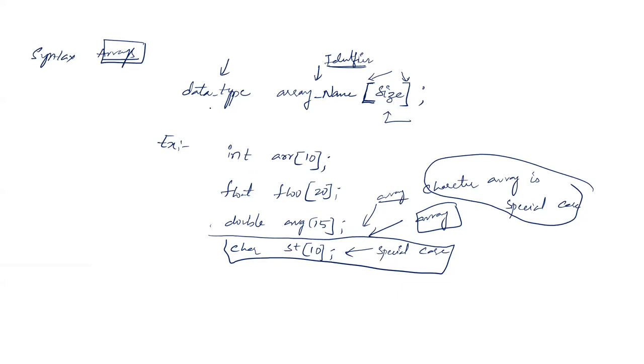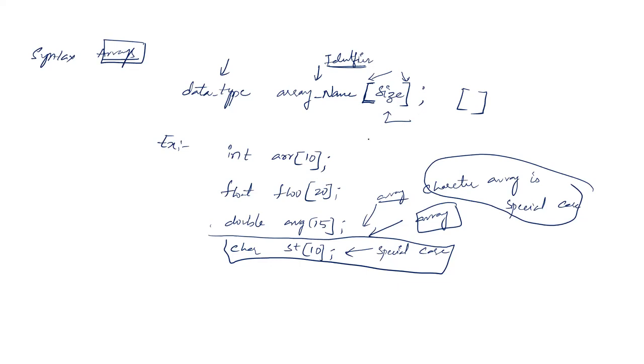Just the data type, which data type you want to mention, a valid data type, and the array name. It is an identifier. Which array name you want to choose for your array, and what is the size, how many variables you want to create of a particular type. That size should be mentioned in the square brackets, not in the rounded brackets. These are called array brackets or square brackets. So we have to mention it in between the square brackets. This is about array declaration.